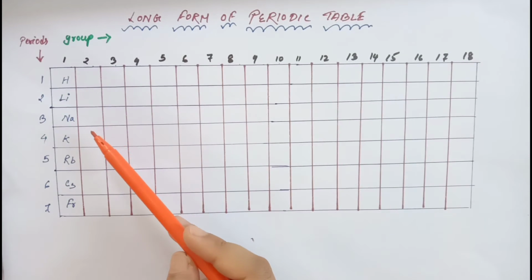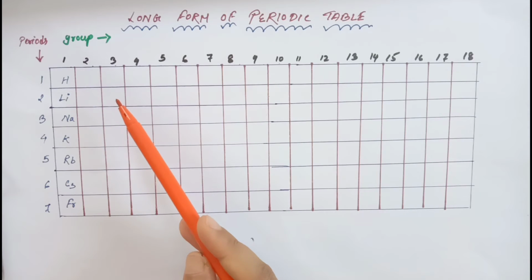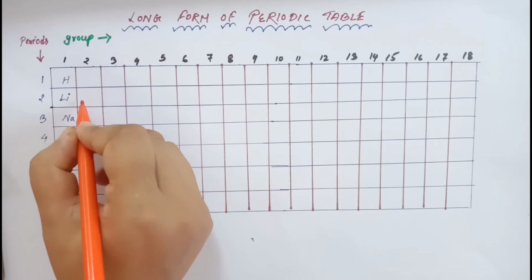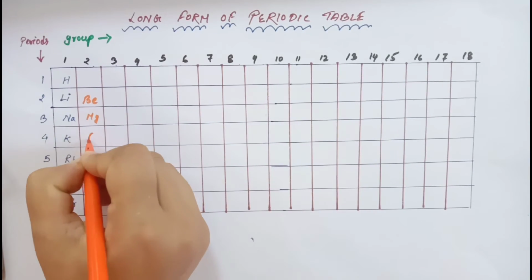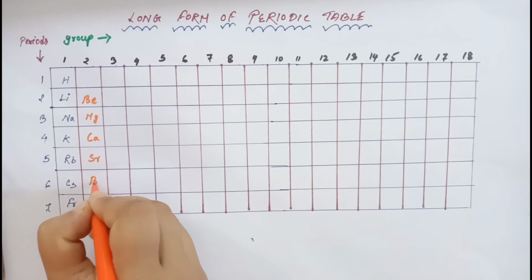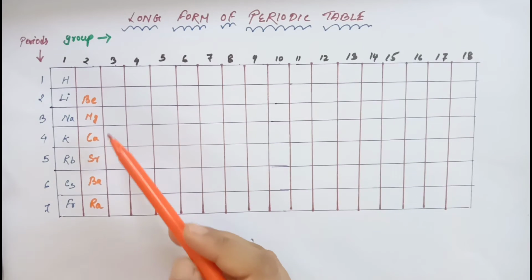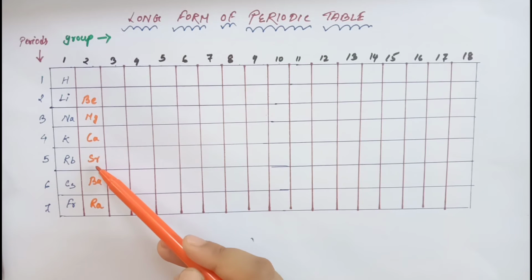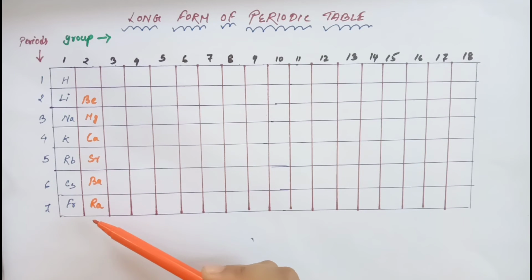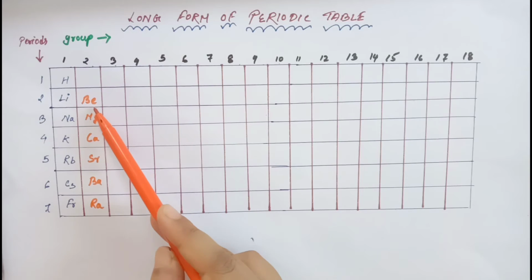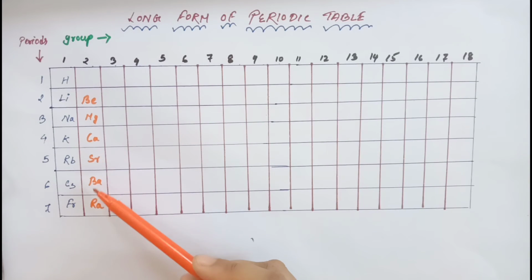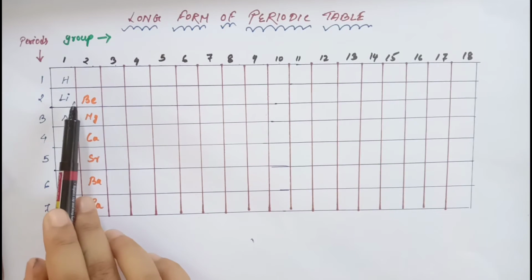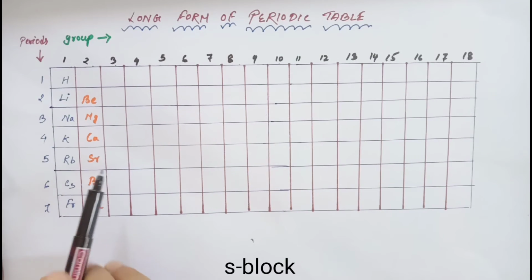Then see the second group elements. In the case of second group elements, they start from the second period. So what are the second group elements? Beryllium, magnesium, calcium, strontium, barium and radium. So you can say that beta, mange, car, scooter, bab, razi. Both these groups, the first and second group elements, are known as S block elements.